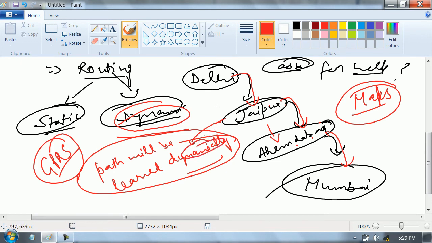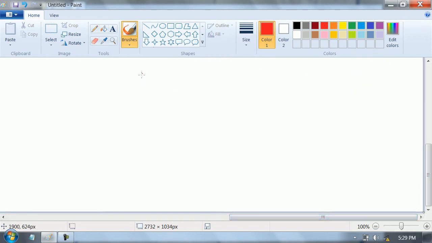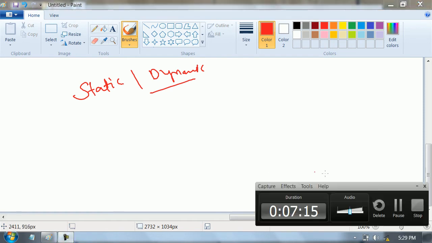This thing is clear? What I want to say is, when you define the path statically, there is only one way. If that way is not working, you will never be able to send the traffic. But in dynamic routing, paths are learned dynamically. What do you mean by dynamically? Automatically. This thing is clear? Okay. Let's discuss one example to clear the difference between static and dynamic.